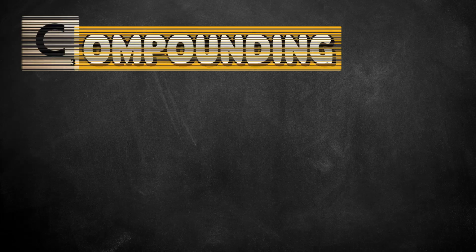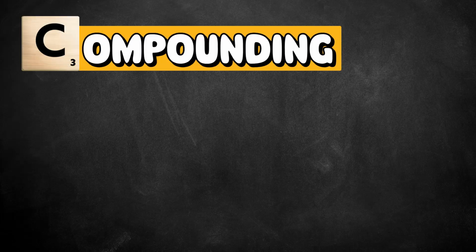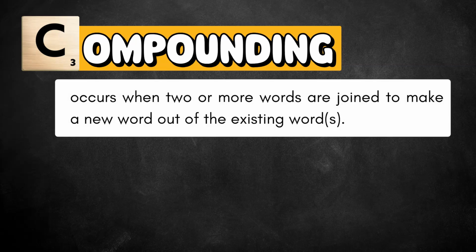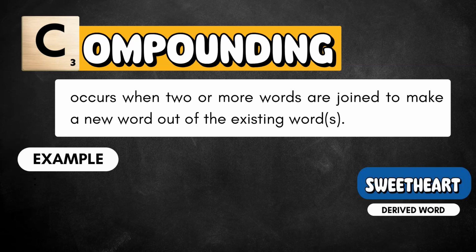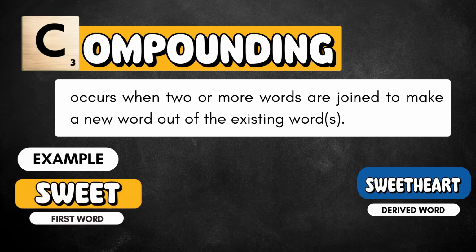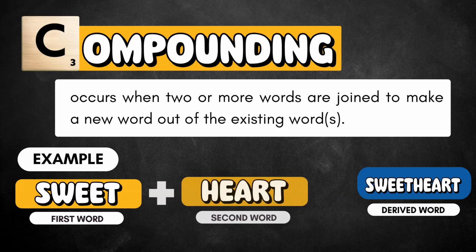The third word process, compounding, occurs when two or more words are joined to make a new word out of existing words. The last word processes from clipping, where it requires us to remove some parts, and compounding, we combine words without removing some parts of the original word. From our example earlier, sweetheart, we did not remove any part of the word sweet to complete the word sweetheart, vice versa to the word heart. However, in combining these words, we have created a new word and completely changed its meaning.